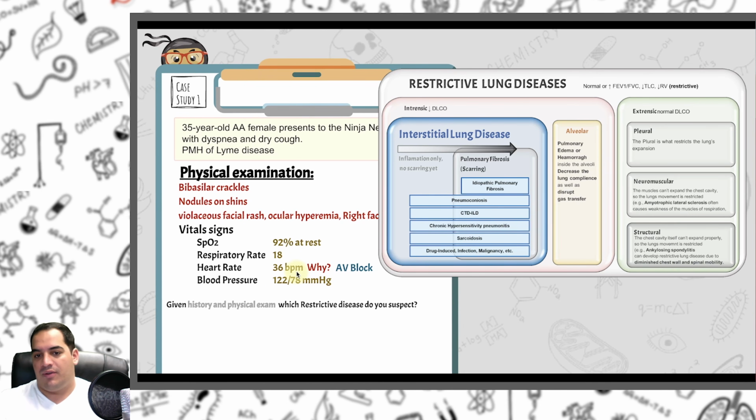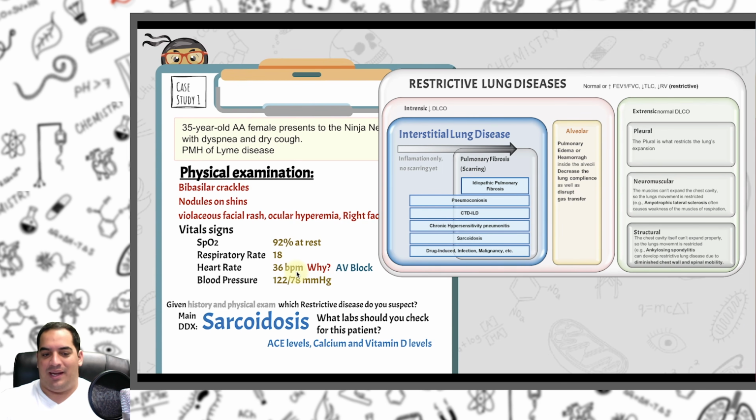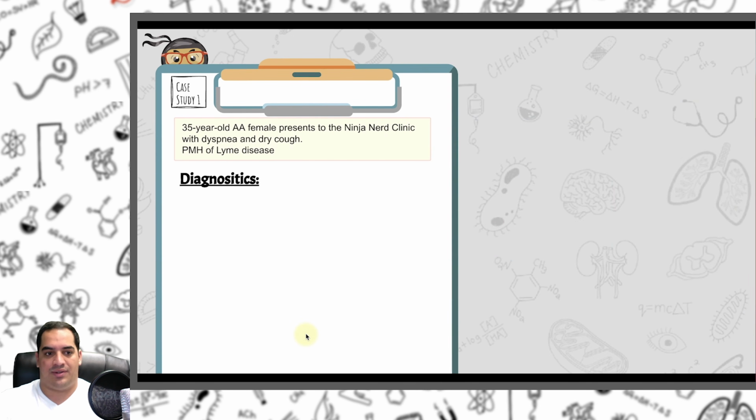So which one of the restrictive lung diseases do you suspect? I am leaning more towards the sarcoidosis in this situation. What labs should you check for this patient? Remember that granuloma makes high levels of ACE, so check ACE levels. And they're also going to have a lot of that alpha-1 hydroxylase enzyme that's going to help to activate vitamin D and then really help to amp up the calcium levels. So you'll see hypercalcemia, high vitamin D levels, and increased ACE levels on these patients.